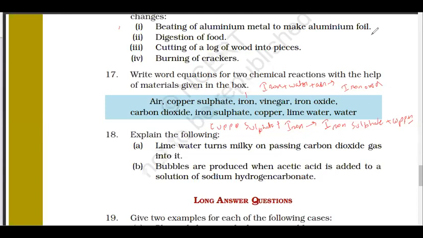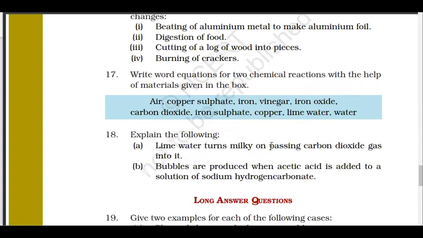Let's see how many of you remember this. I've taught this, right? Why not? Why? I hope all of you remember that it is about reactivity. Iron is more reactive than copper, right? That's why iron will replace copper instead of the opposite, right? Okay, very good, everyone.